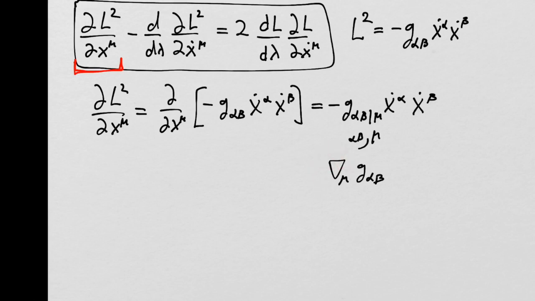Wait, no, they wouldn't do that. That's not right. If we did that, that would be the covariant derivative. But he might do something like this, right? ∂_μ g_αβ. All these things are the same, but this one here is my favorite, and that's the one we're going to use, where there's a little vertical line there. Okay, so that is the first term of our expression. Now we are going to calculate the second term.